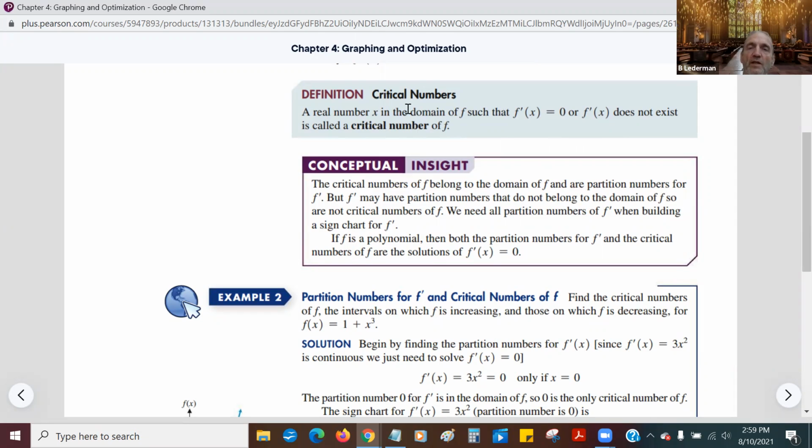Why does it have to say the words "in the domain of f"? That means f of x has to exist. So if x is a number where f of x doesn't exist, like a negative number in a square root or something like that, then it's not a critical number. It doesn't count.